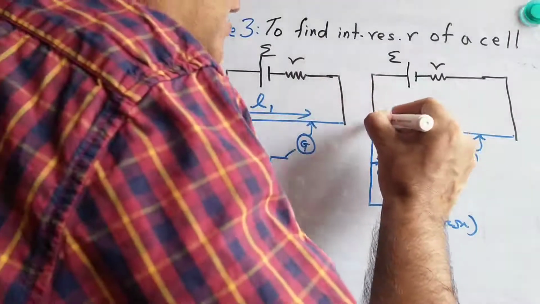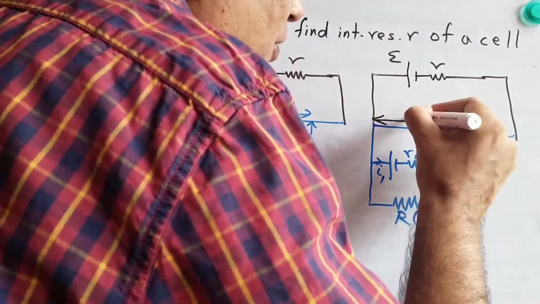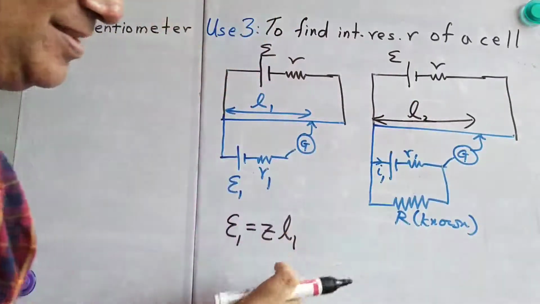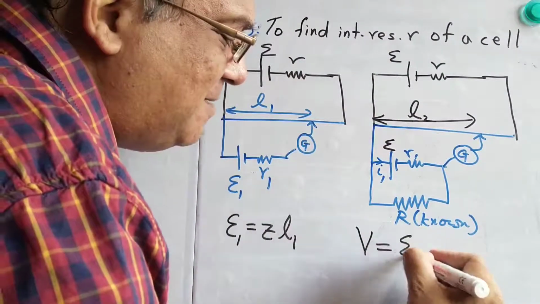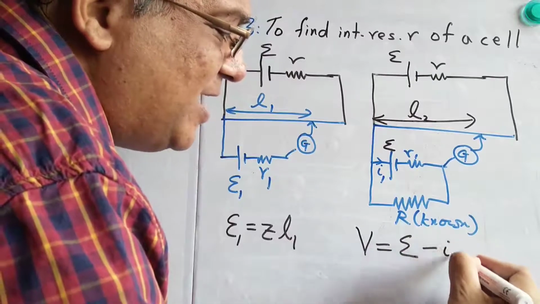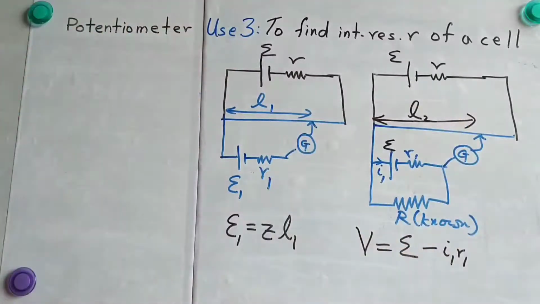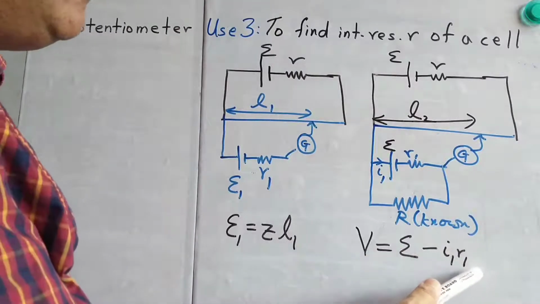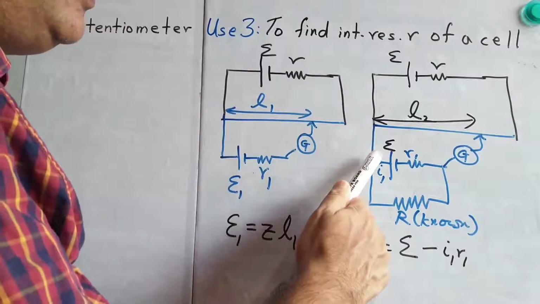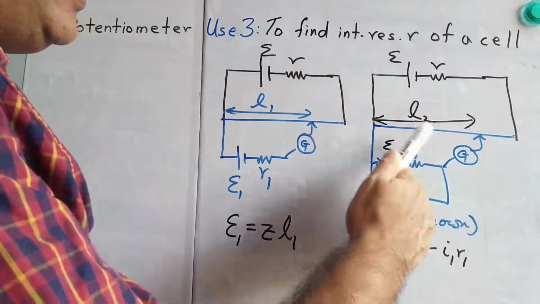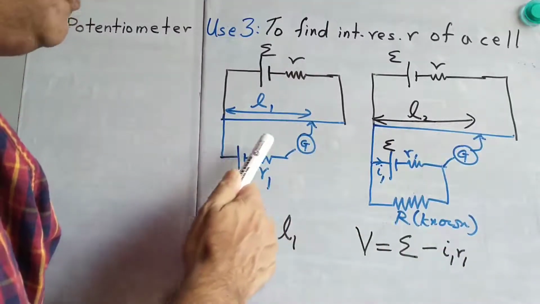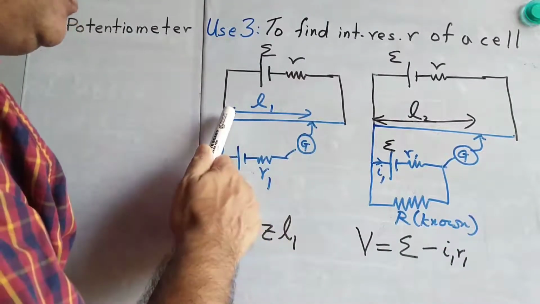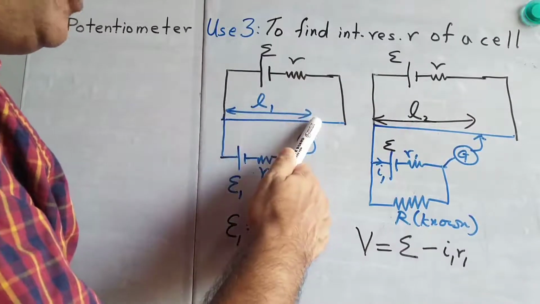Now this balance point will correspond to the terminal voltage, and that terminal voltage is given by E minus I1 R1. We can also apply Kirchhoff's law and understand that E minus I1 R1 is the potential difference between these 2 points, and that is equal to the potential drop here. Like here, the potential difference between these 2 points was E1, and this was equivalent to the potential drop between this point and this point.